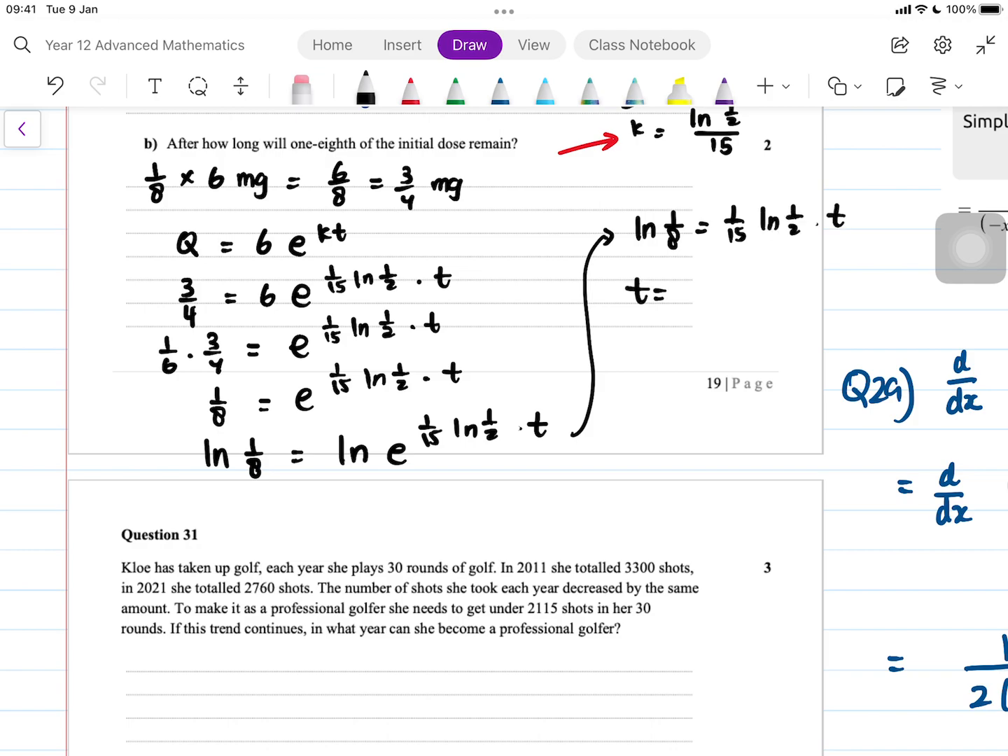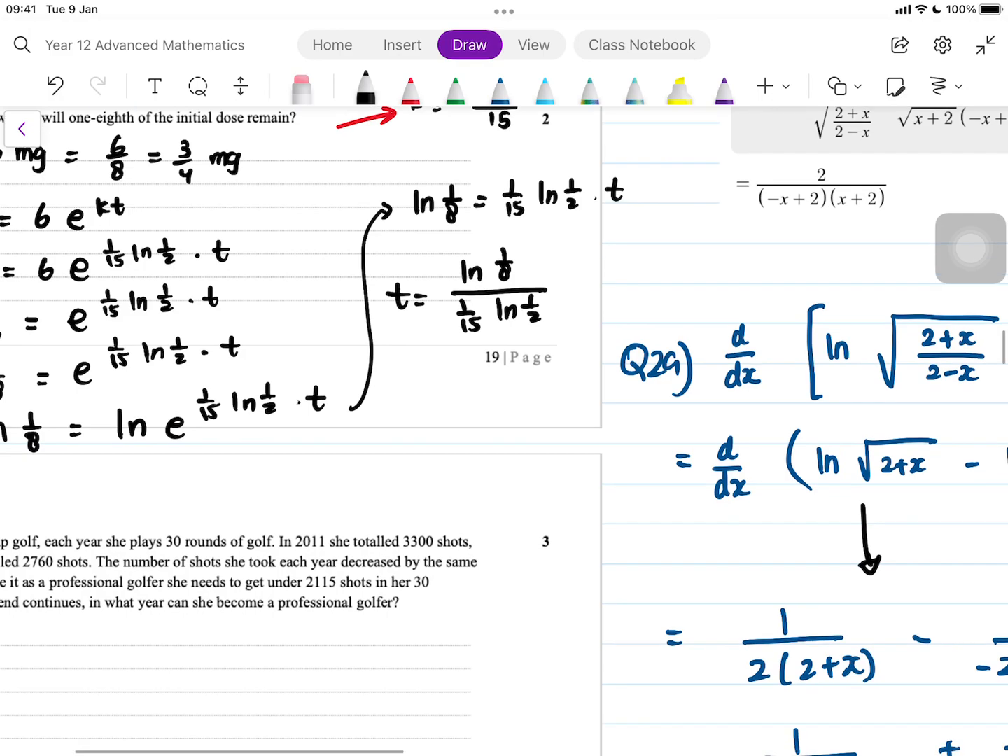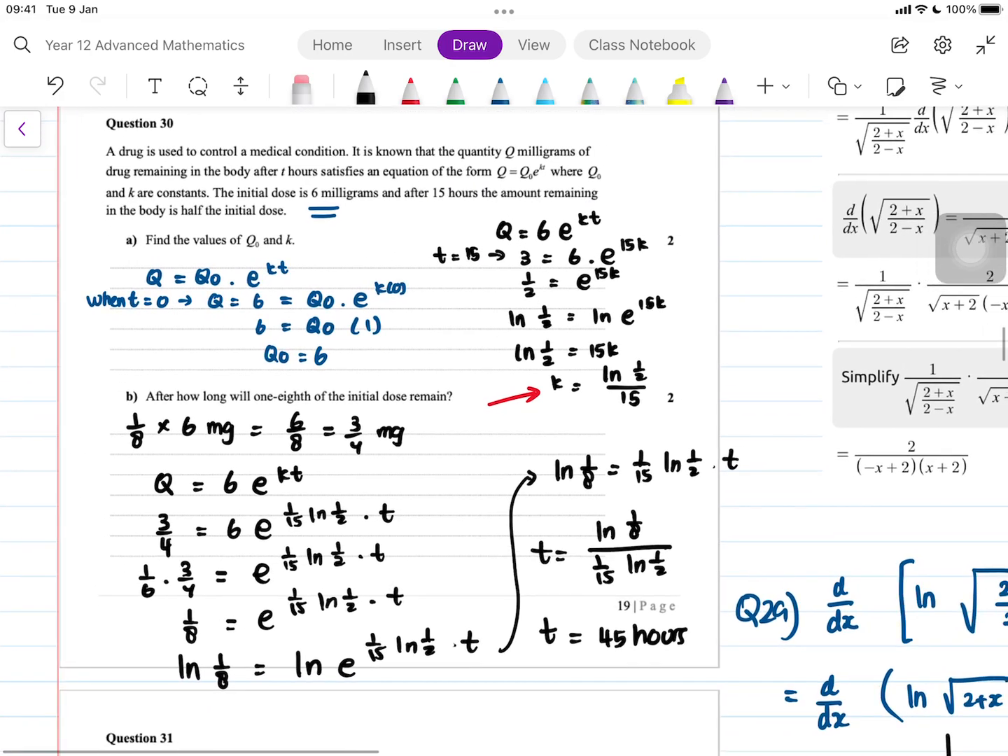So t is basically, it's a lot of writing there, but we'll get there, ln 1/8 divided by 1/15 ln 1/2. Okay, so put in a calculator, it should be approximately 45 hours. That's the way we work on question 30B.